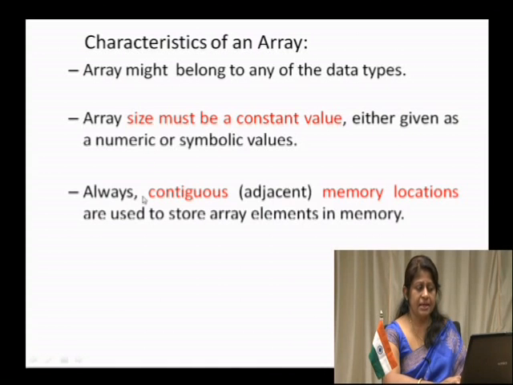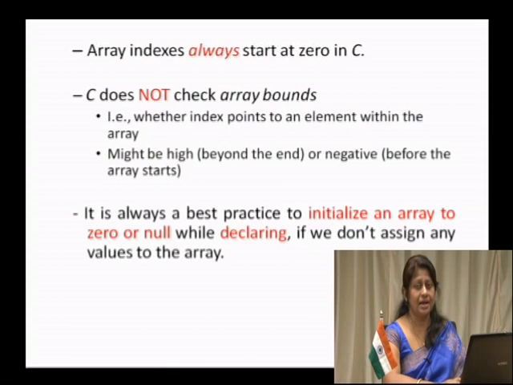Another characteristic is that contiguous memory locations are always used to store array elements in the memory. That is, sequentially the values are going to be allocated. Continuing with the characteristics of the array, indexes always start with a 0 value. That is, when I say array, I am going to access each element of the array by naming its subscript or the index. So, the first value in my array would be array of 0. It would always start at the 0th location.